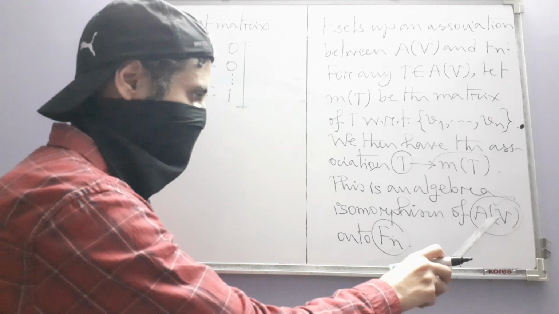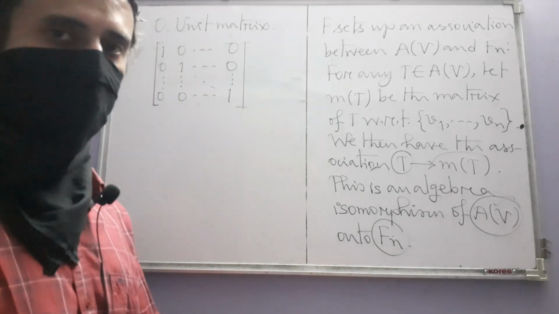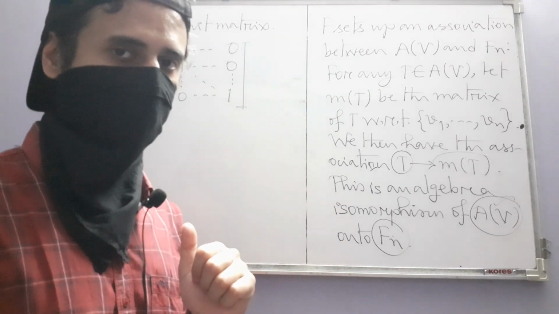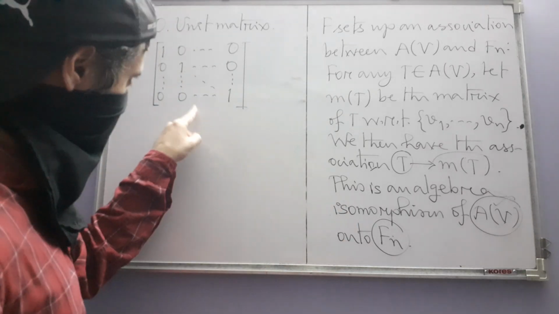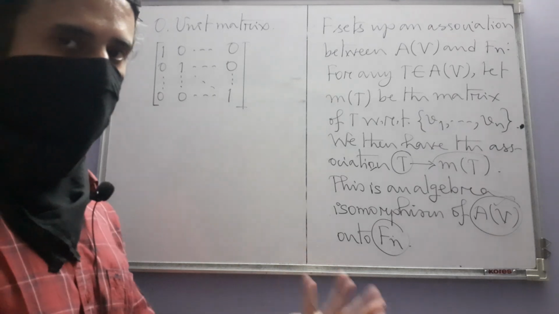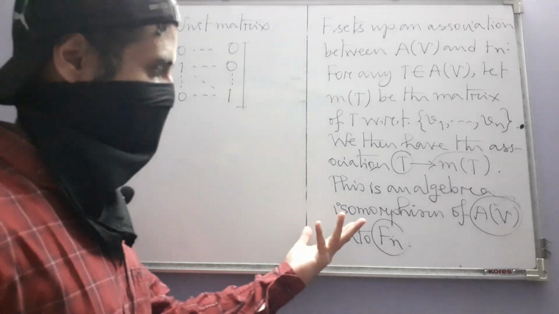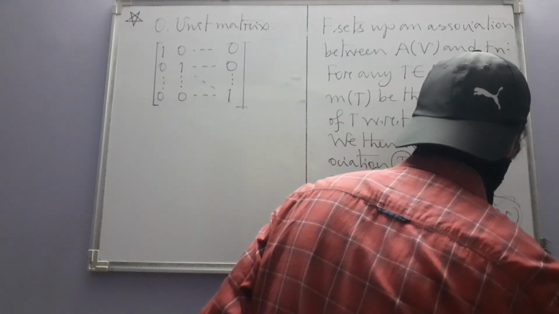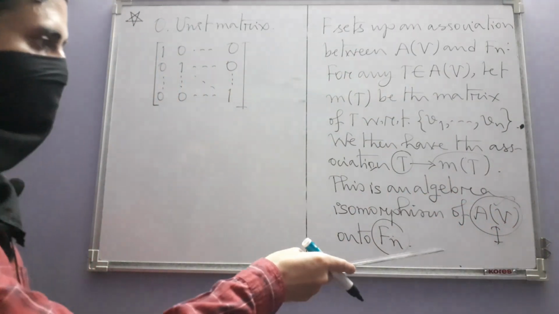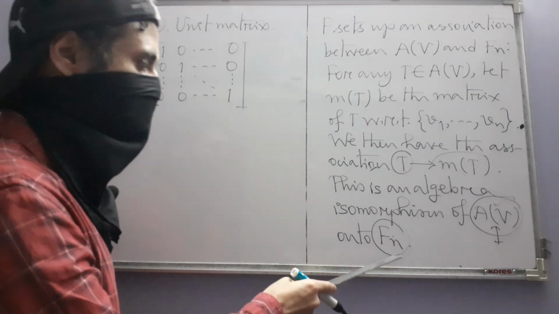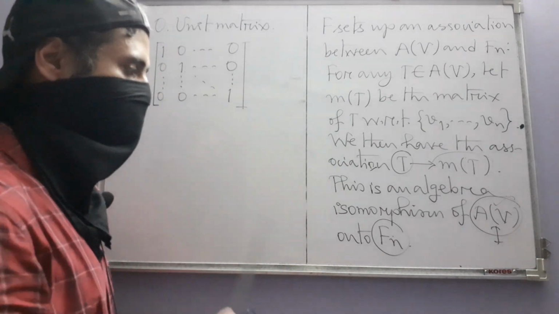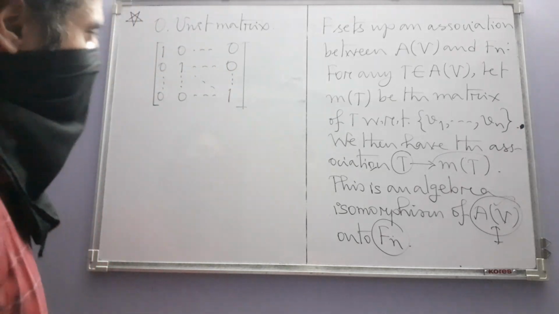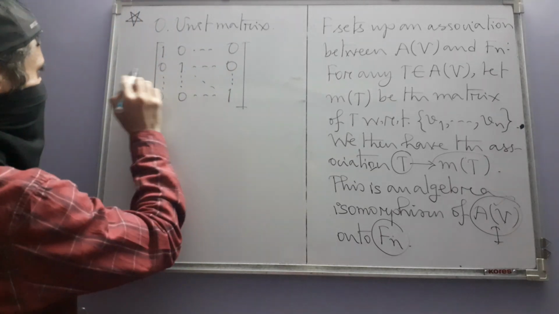I urge you to actually see that this is the case. You take the identity operator, you take any ordered basis, and calculate the matrix of the identity operator with respect to that basis. You should get this one. And because of our algebra isomorphism, we know that the unit element in the ring A(V) is the identity operator, so its corresponding image in Fn, which is this matrix, should be the identity element in this ring, which is in fact the case, as can also be directly verified.